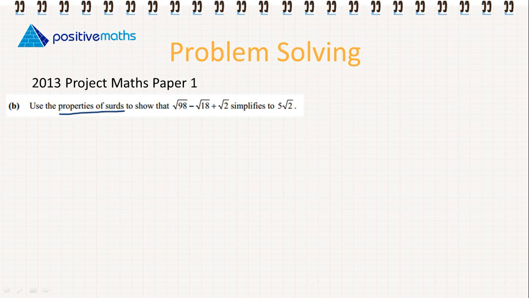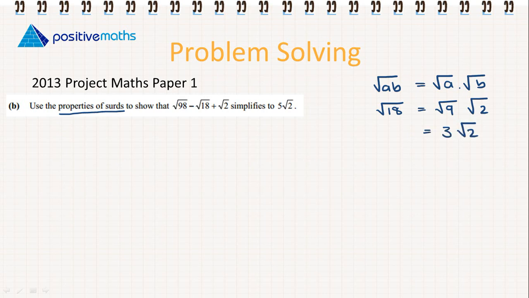The property of surds that we need to know for this question is that if we have the square root of a times b, that's equal to the square root of a multiplied by the square root of b. Just as an example, if we have the square root of 18, we can break that up into the square root of 9 by the square root of 2. That would simplify to be 3 times the square root of 2. So that concept is really important for this question.